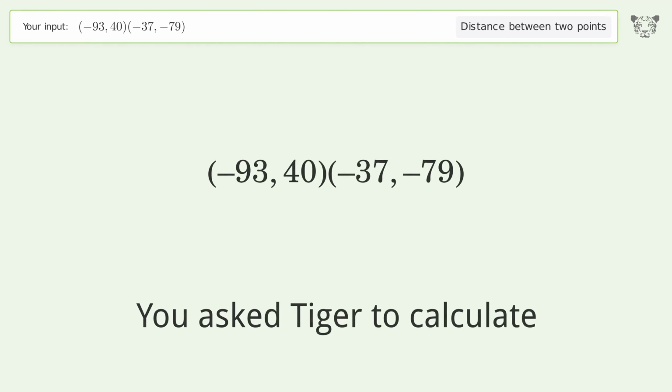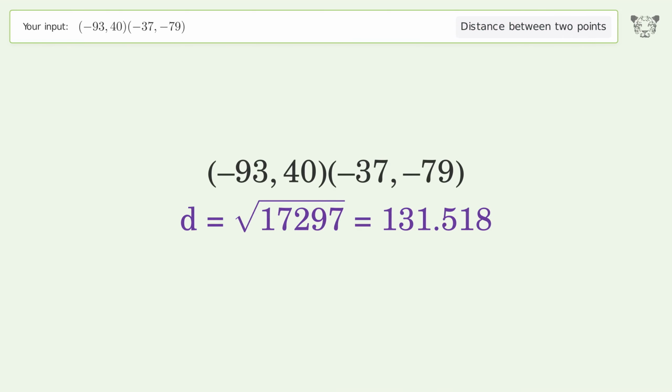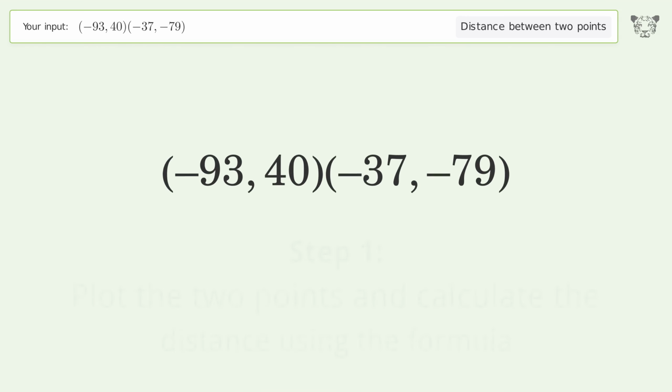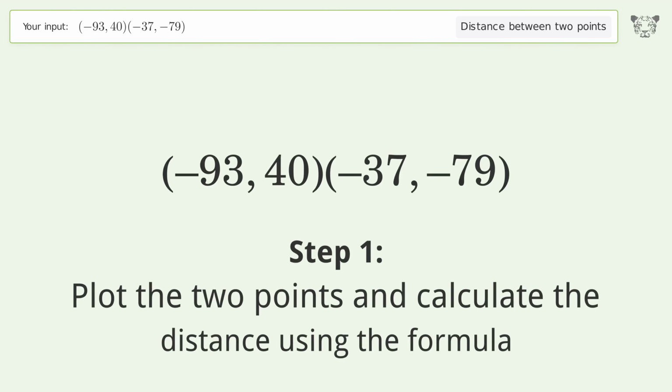You ask Tiger to calculate. This deals with the distance between 2 points. The distance between the 2 points is the square root of 17,297, or 131.518. Let's solve it step by step. Plot the 2 points and calculate the distance using the formula.